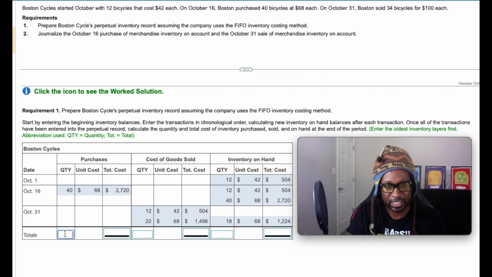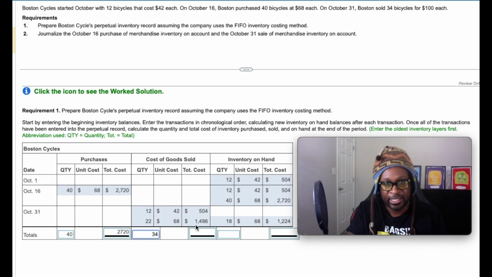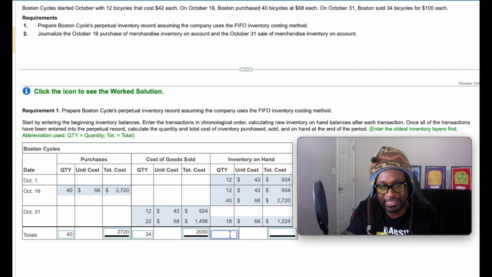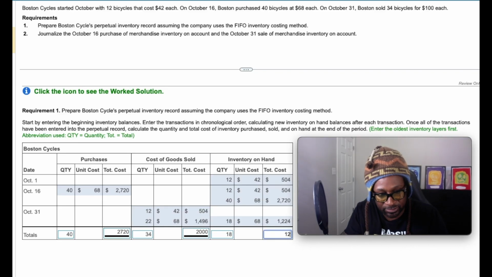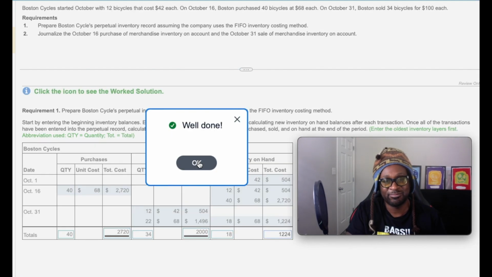Now all we have to do is sum up the totals for the period. So we know initially our purchases consist of 40 units and the total cost of it was $2,720. And so we know that we sold 34 units for the period, and the total cost, simply adding up those two costs, $504 plus the $1,496, will give us $2,000 on the dot. And now we move on to our units left, which consist of 18 units of inventory on hand, i.e. ending inventory, with a total cost of $1,224. We're going to check that answer. Well done, gang. Moving on.